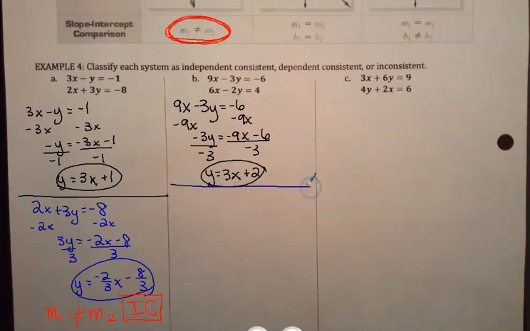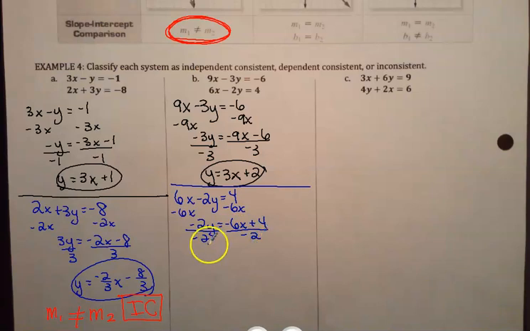Okay. Our next equation, 6x minus 2y equals 4. So subtract 6x. We're left with negative 2y equals negative 6x plus 4. Divide by negative 2. Y equals negative 6 divided by negative 2 is a positive 3x. 4 divided by negative 2 is going to give us negative 2.